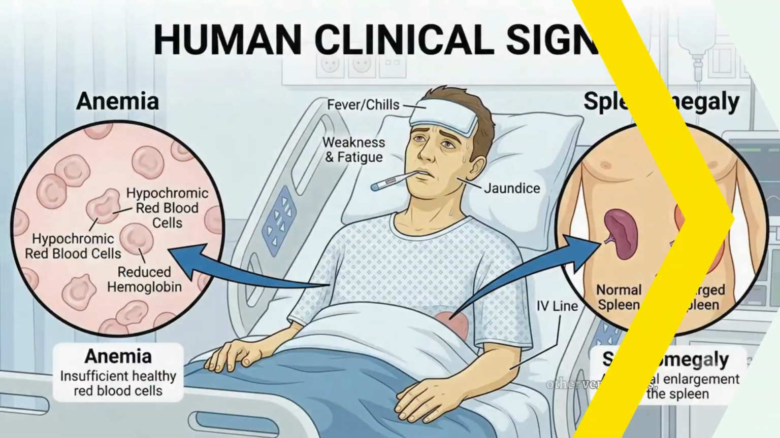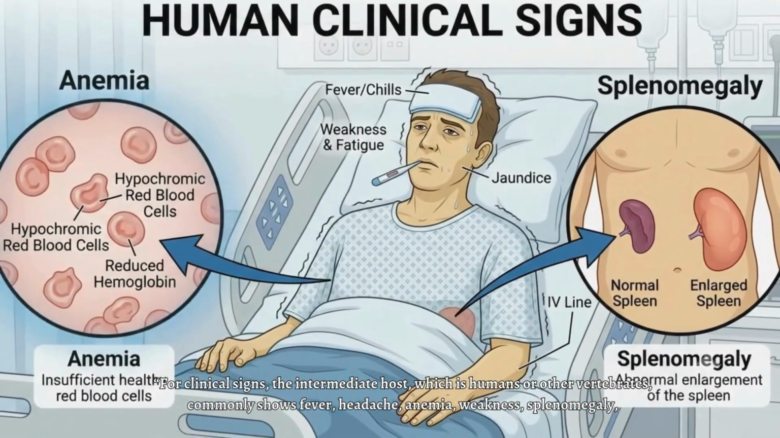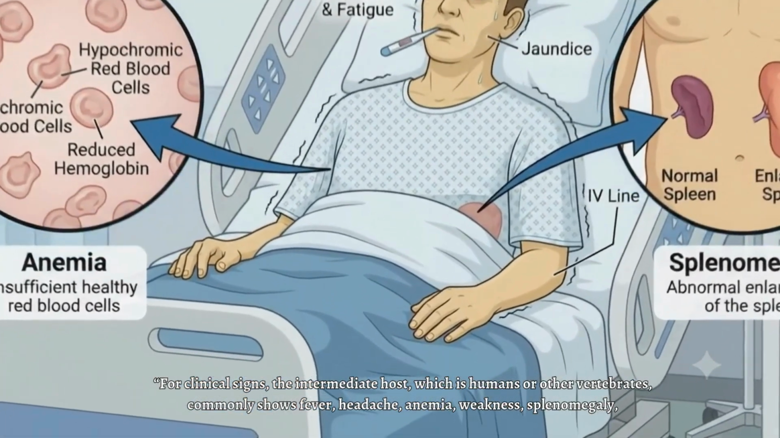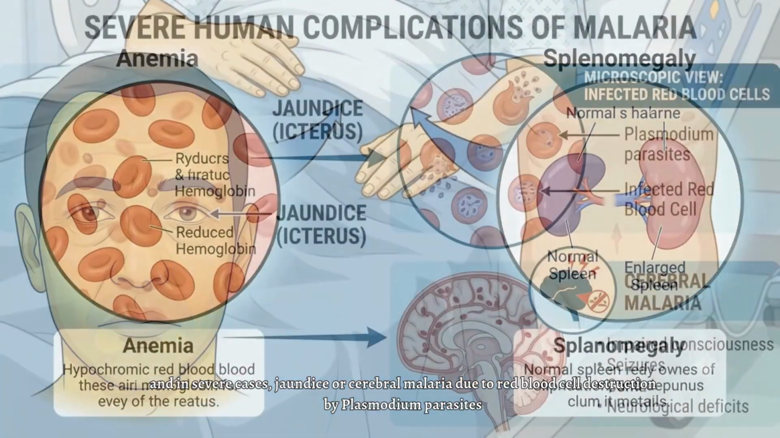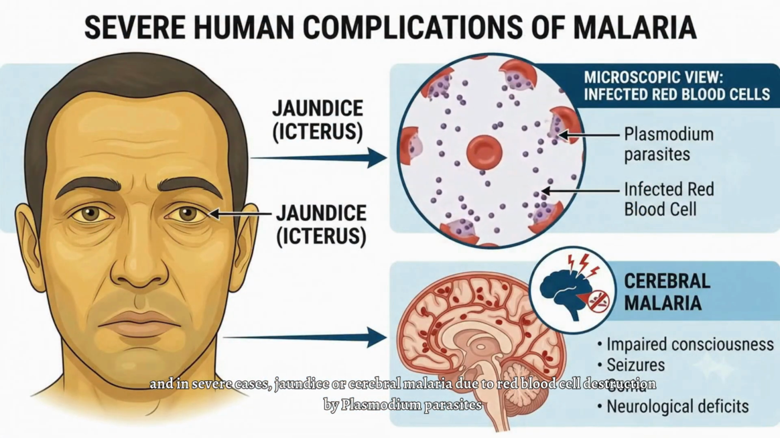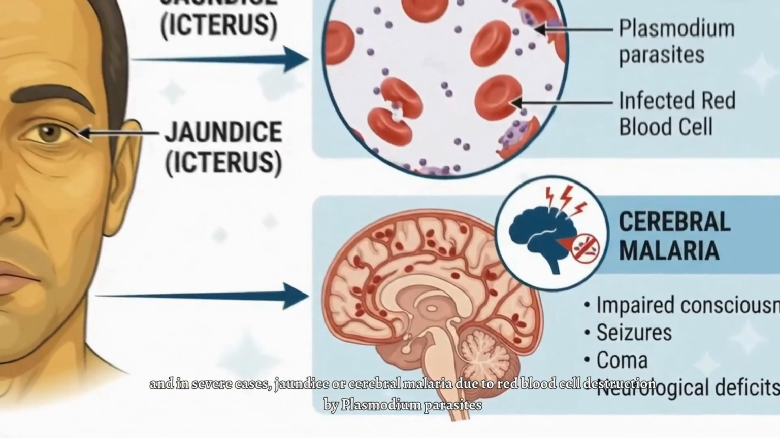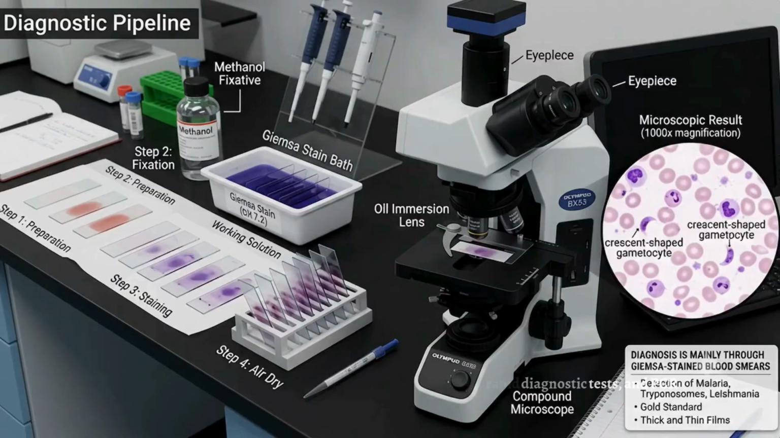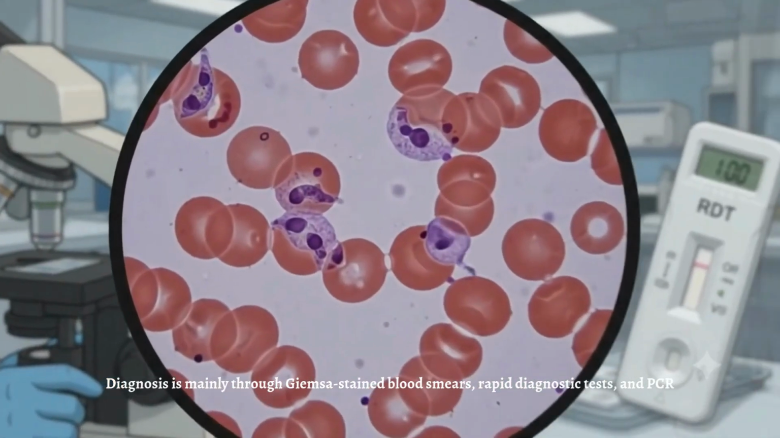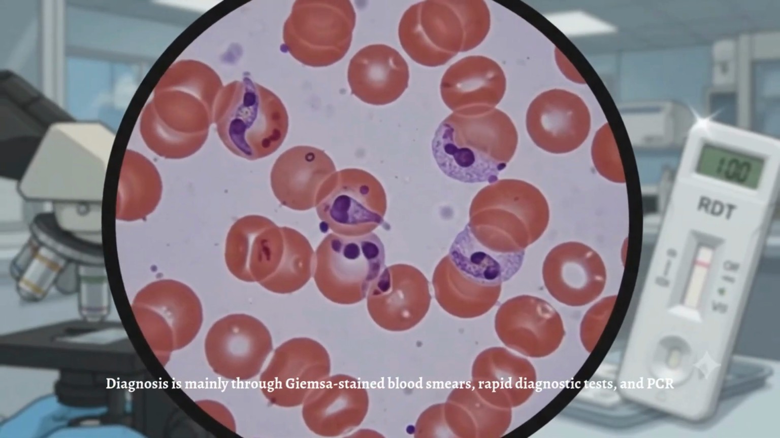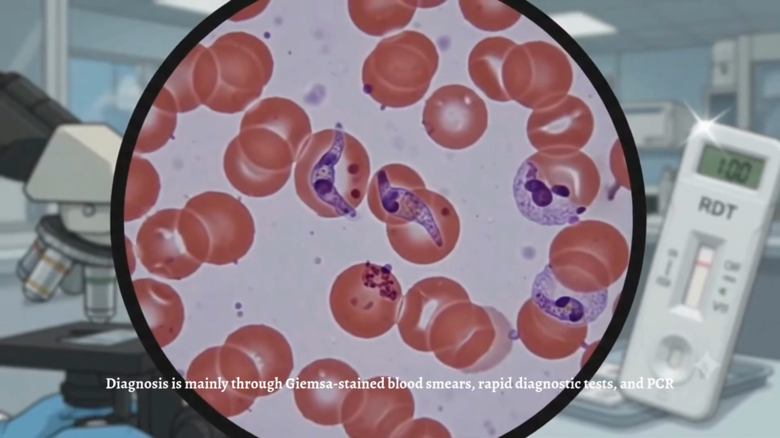in the environment. For clinical signs, the intermediate host, which is humans or other vertebrates, commonly shows fever, headache, anemia, weakness, splenomegaly, and in severe cases, jaundice or cerebral malaria due to red blood cell destruction by Plasmodium parasite. Diagnosis is mainly through Giemsa stained blood smears, rapid diagnostic tests, and polymerase chain reaction.